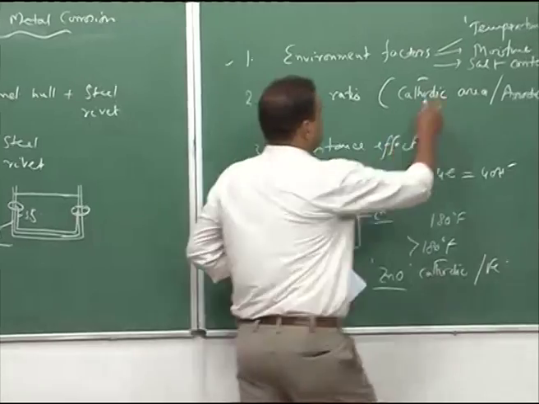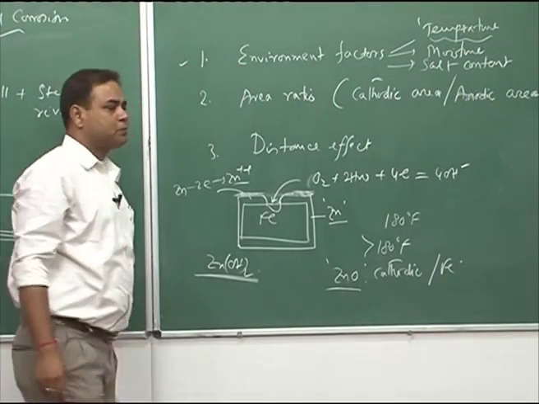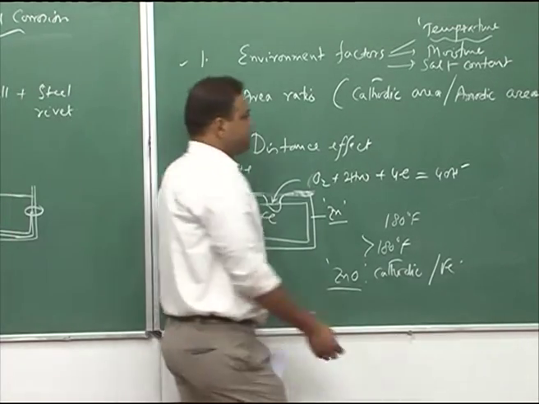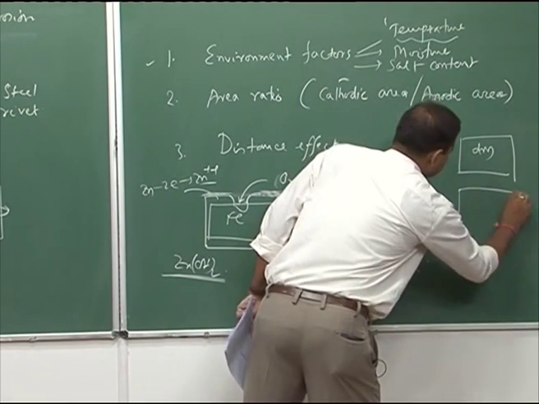Now, this is the temperature factor. Another issue is moisture. If there is moisture, of course, then you always have a thin layer of electrolyte on the surface. Let us say this is a dry place and this is moist.